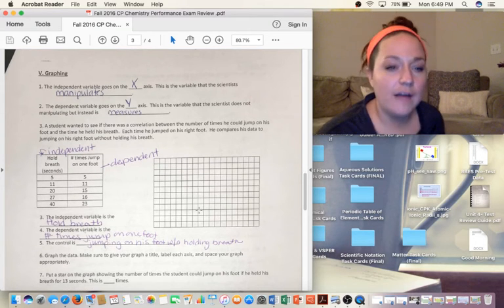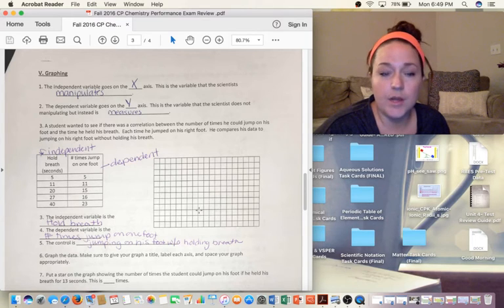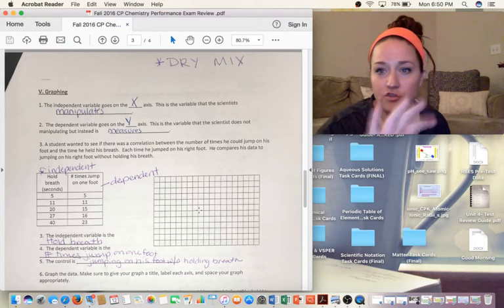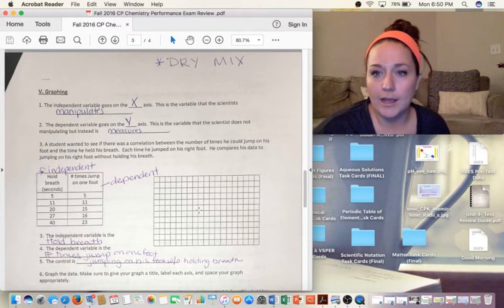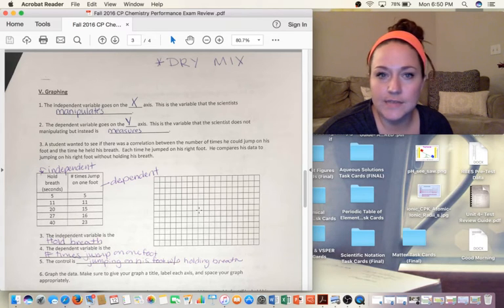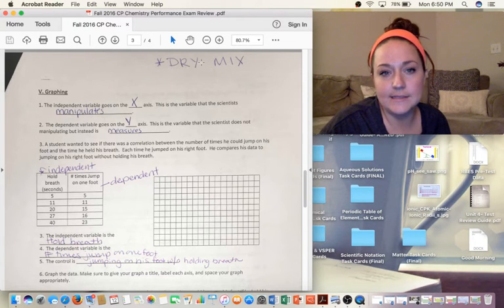All right, so graphing. In my classes, we're going to physically do this graph together and walk through it. I need you to try it on your own, and fill in the correct information if you have not done that, and talk about it some tonight. For my classes, we talked about the DRYMIX. Dry mix is just a cute little saying to help you remember who goes where. So y-axis, dependent variable.